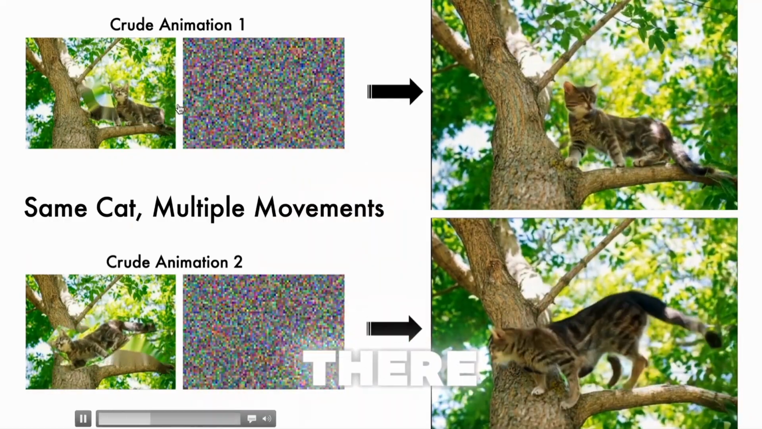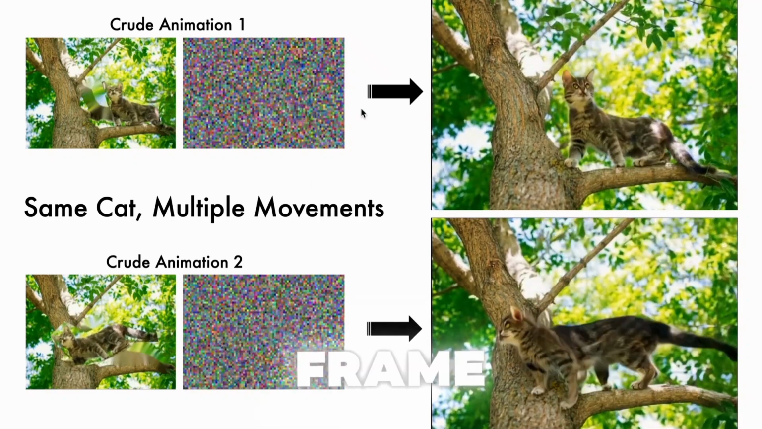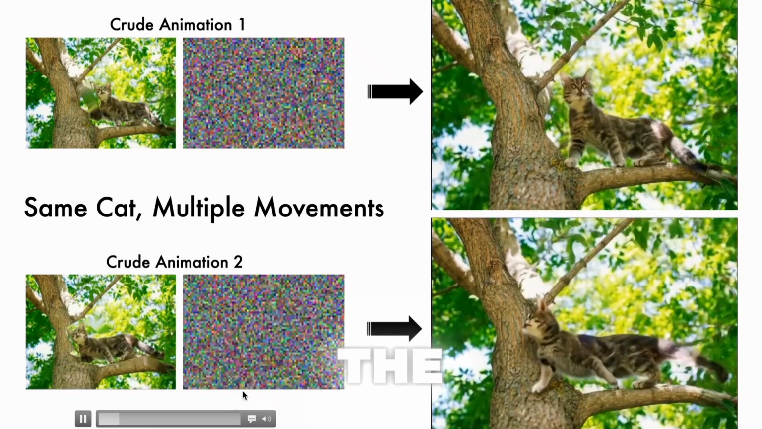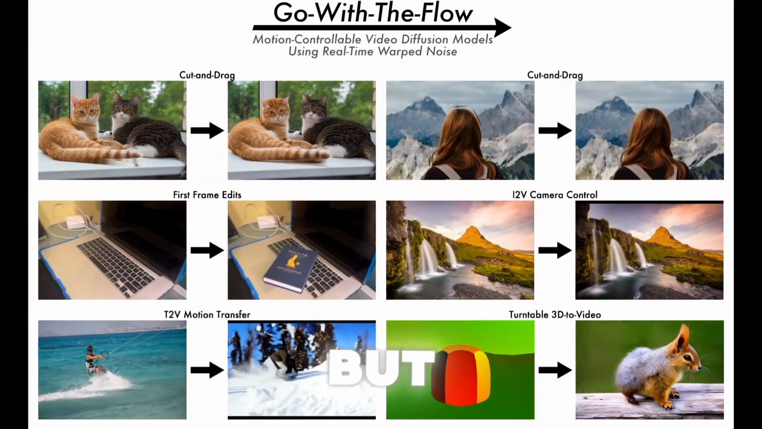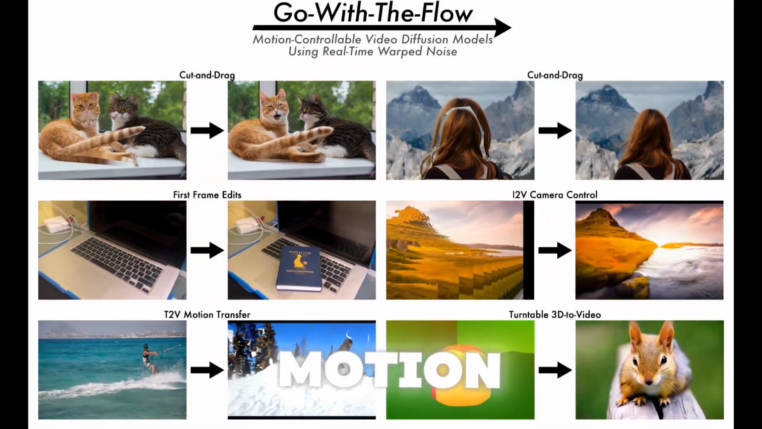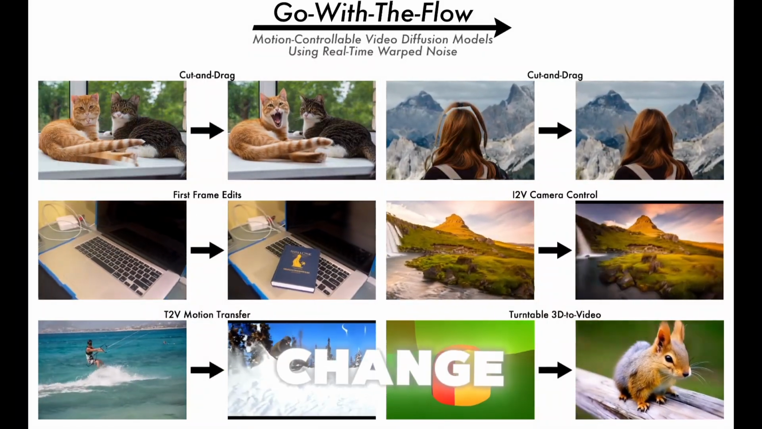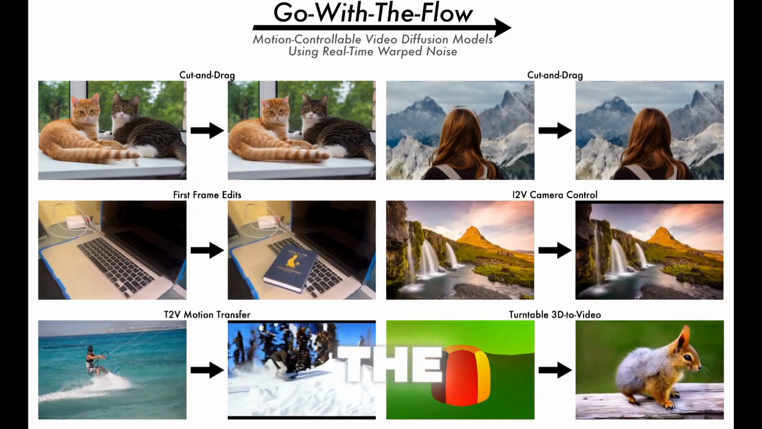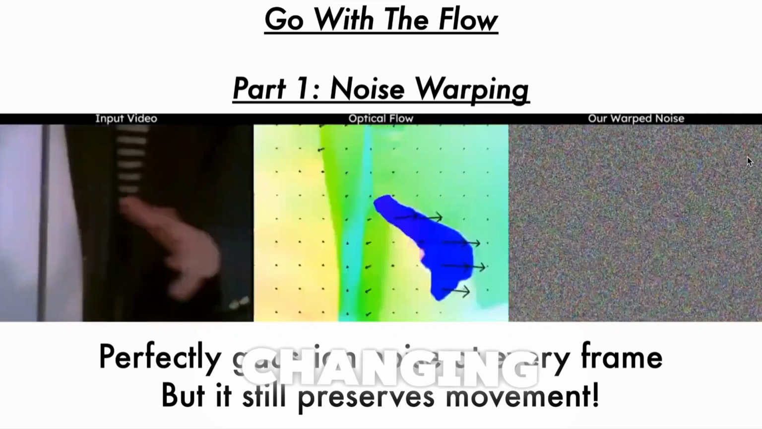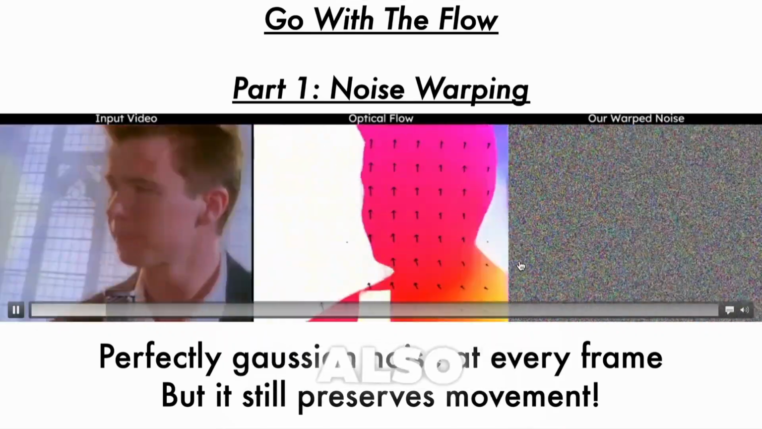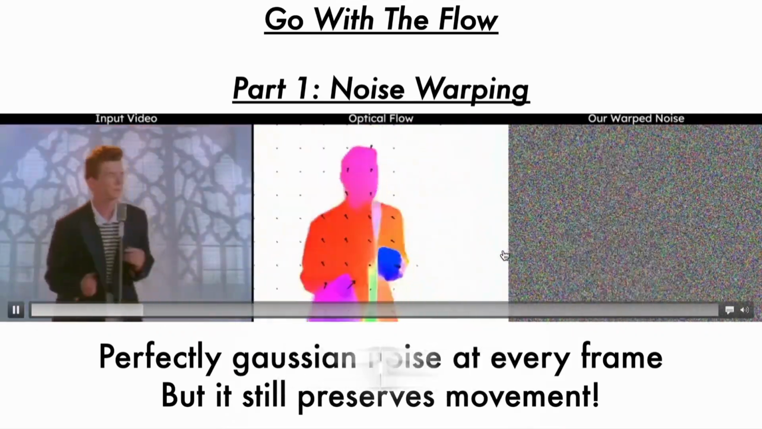But it doesn't just stop there. It says you can do first frame edits, where you see here with the laptop, you can add another picture of a laptop with a book on it, but it will still have the same motion from the previous video, and it just changes the first frame of it. You see the same thing with the mountain over here, where it's going through the waterfall and it's changing a little bit of different scenery, but it's also able to transfer the motion.